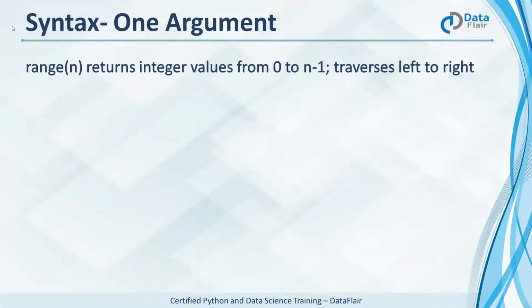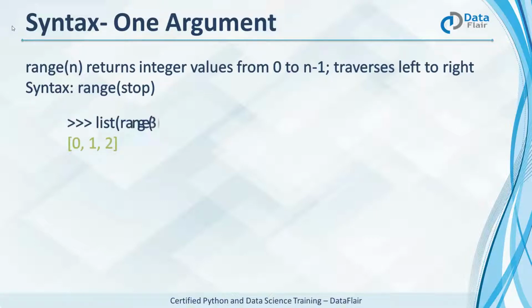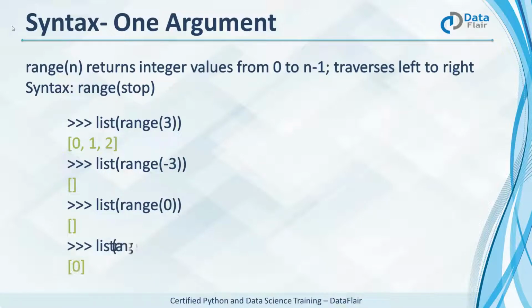When it takes a single argument, it traverses left to right and returns the integer values from 0 to n minus 1. This value tells it where to stop. In the following examples, we'll convert each resulting range object into a list so we can see the results. Range of 3 returns values 0 to 2. Range of minus 3 doesn't return anything. Similarly for range of 0. And range of 1 returns integers from 0 to 0, which is just one integer, 0.